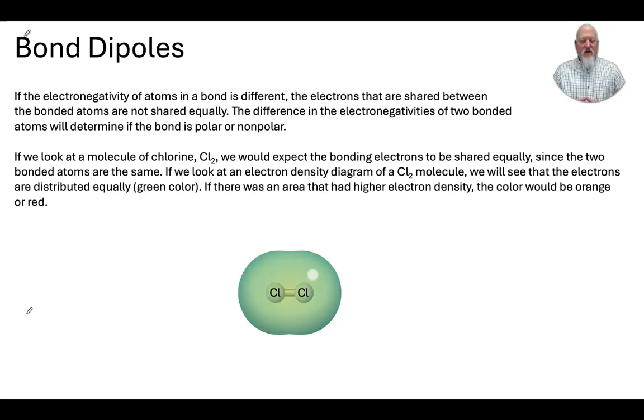So from the electronegativity table, which I've got a picture of, we're going to use the electronegativity of atoms at either end of the bond to determine how well the atoms in the bond share the electrons.